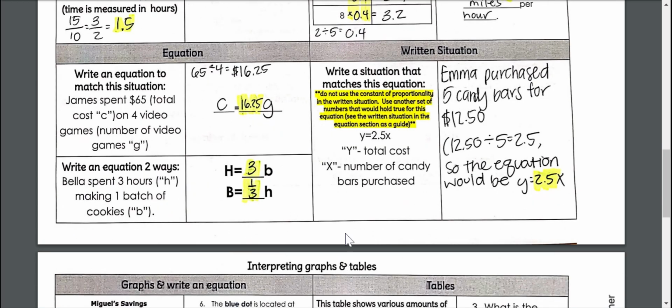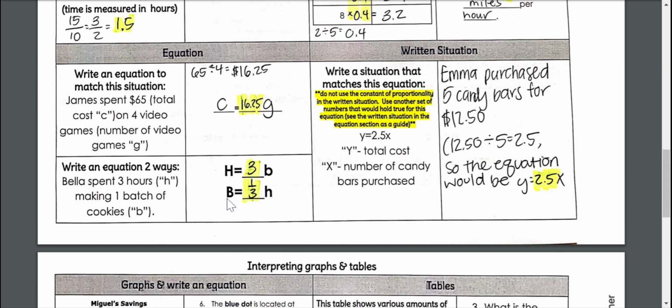Next, we're going to write an equation 2 ways. So this says that Bella spent 3 hours, represented by the variable H, making 1 batch of cookies, represented by the variable B. So the first equation could be H equals 3 times B, because the number of hours, which is 3, is equivalent to 3 times the number of batches, right? Hours equals 3 times the number of batches.